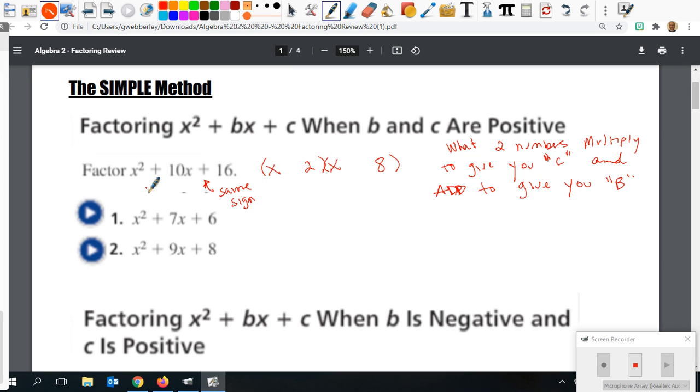That's now determined by this one here. The sign in front of the B is the sign that they both are. They're both going to be positive. So they'll both be the B sign. They're both the same sign, and they're both going to be that sign.